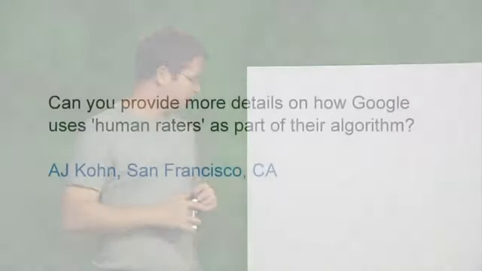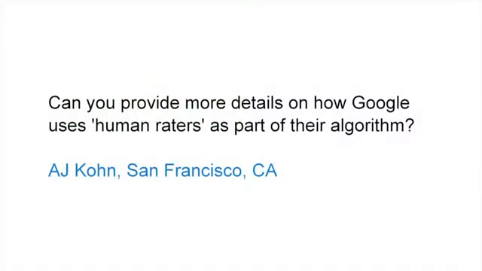We've got a really interesting one today. It's from San Francisco, California. Can you provide more details on how Google uses human raters as part of their algorithm?